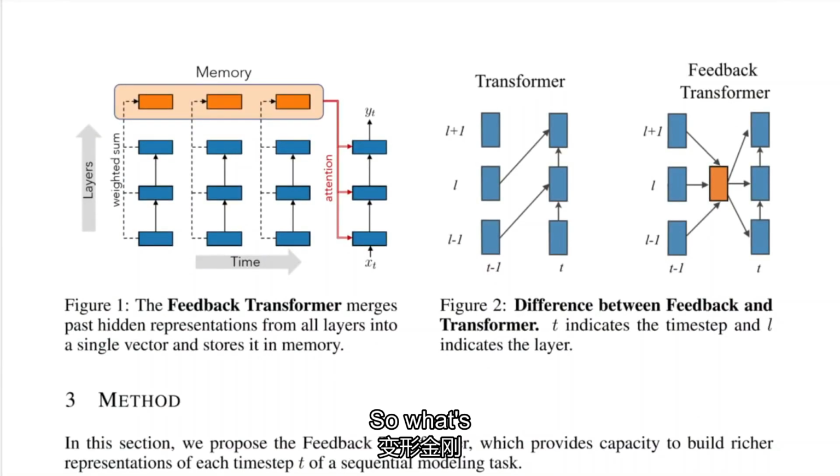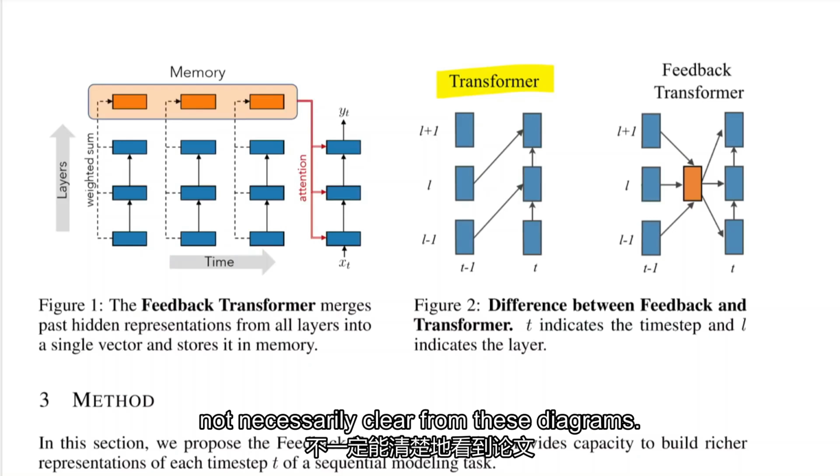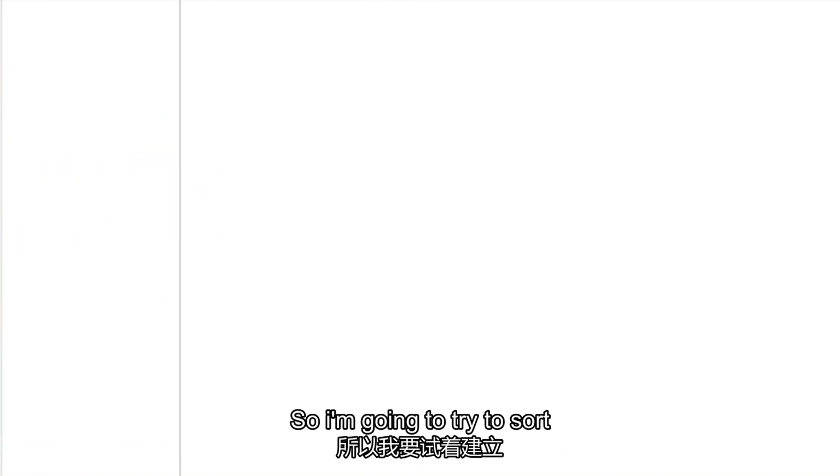All right, so what's the deal with transformers? What are they doing wrong? As I already said, we are specifically in the case of this decoder-only transformer right here. These graphics here are a bit confusing at first sight. I found I had to dig into the paper and read it. It was not necessarily clear from these diagrams. So I'm going to try to build up what's wrong.